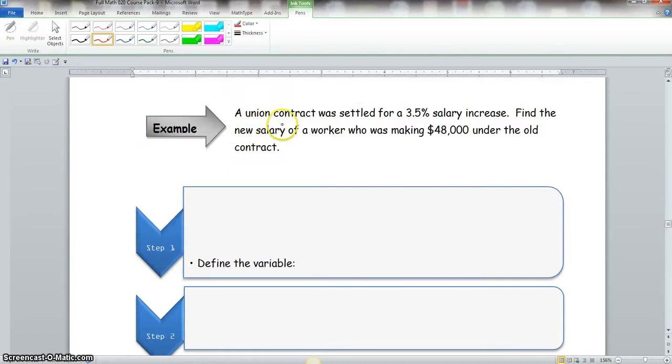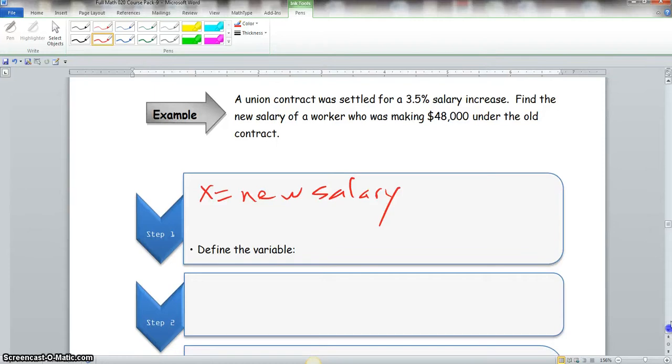Okay, our next example, it says a union contract was settled for 3.5% salary increase. Find the new salary of a worker who was making $48,000 under the old contract. So X is the new salary, because that's what we're trying to find. Now, this is what happens. We know we're trying to find the new salary.